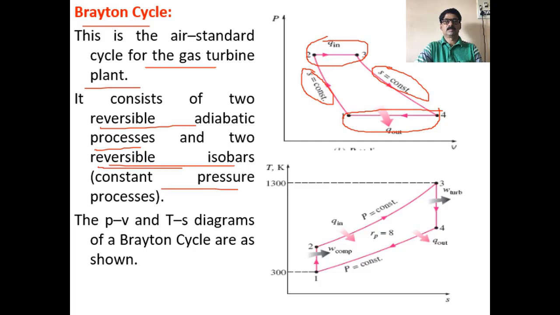It is also shown here in the TS diagram. 1 to 2 you can see is a vertical line, because the x-axis is entropy, and perpendicular to that, 1 to 2 is an isentropic line. Here 3 to 4 is a vertical line perpendicular to the s-axis, the entropy axis. So 1 to 2 and 3 to 4 are the isentropic processes, and similarly 2 to 3 and 4 to 1 are the constant pressure processes.